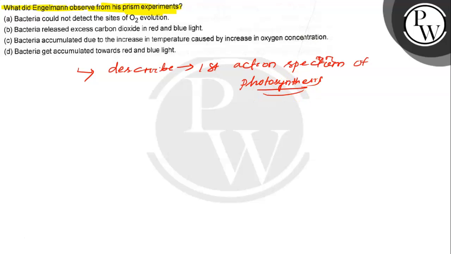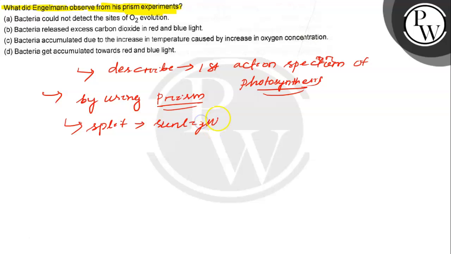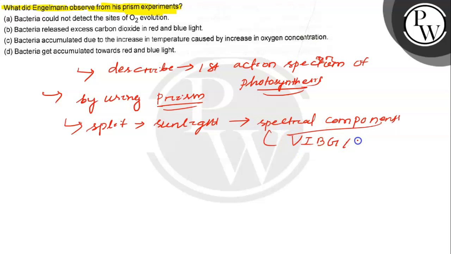And he explained this spectrum of photosynthesis by using a prism. He split sunlight into its spectral components, that are the VIBGYOR seven colors, and then illuminated green algae.